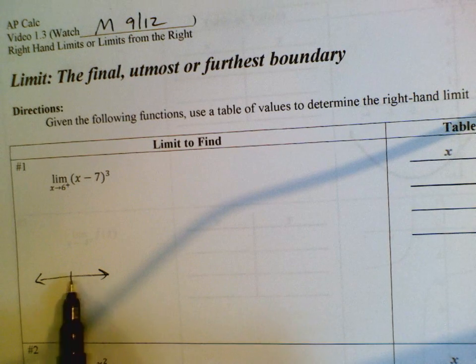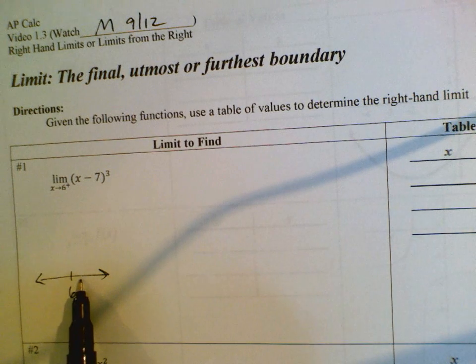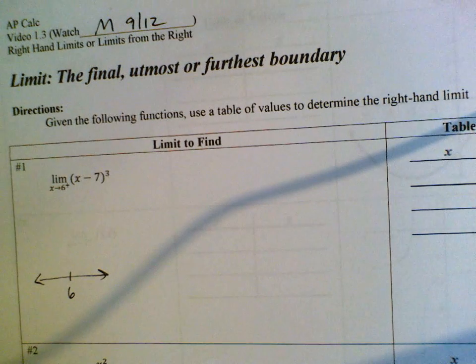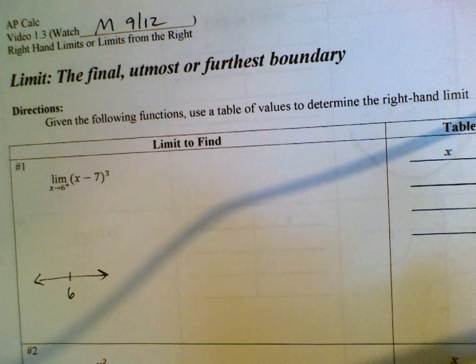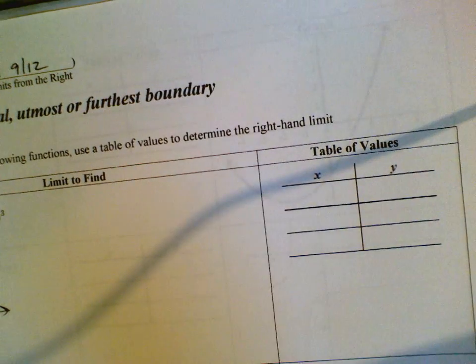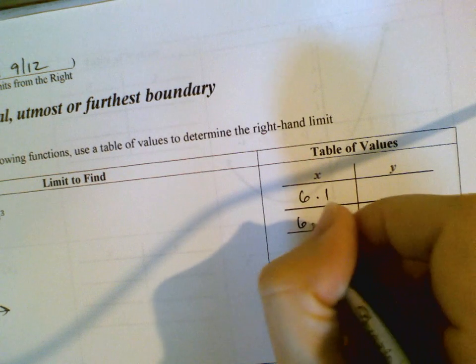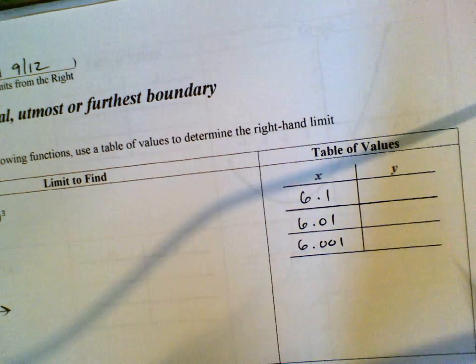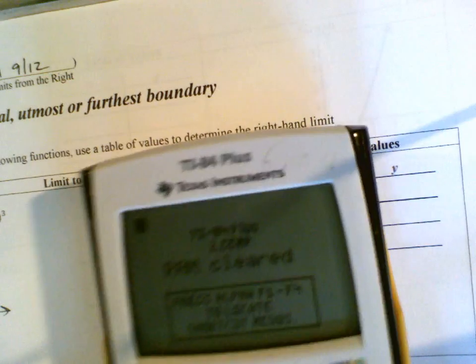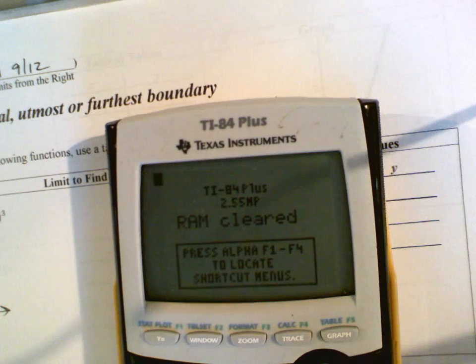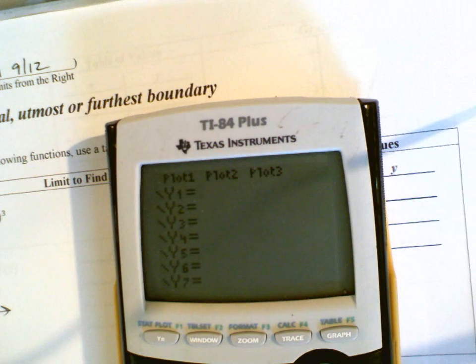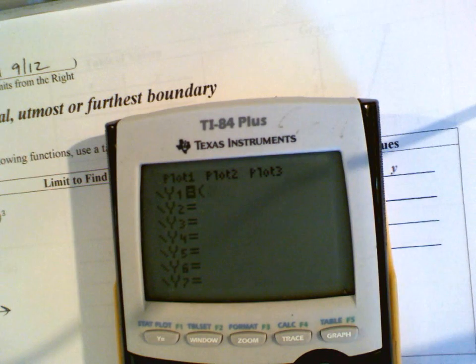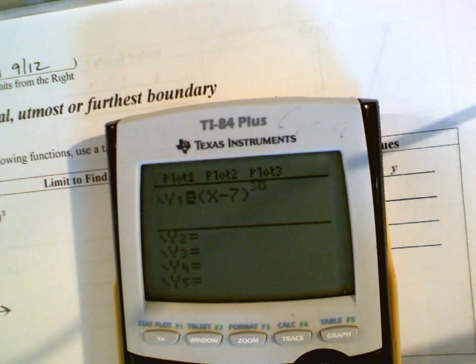So we're approaching 6 from the right. A number to the right of 6 is 6.1. I want to get closer, so I'll add some zeros in front of the ones. My table of values will be 6.1, 6.01, 6.001. Then, just like yesterday, I'm going to my calculator. I cleared mine; you don't have to. I'm going to go to y equals and graph the function that I'm finding the limit of as x approaches 6 from the right: (x - 7)^3.